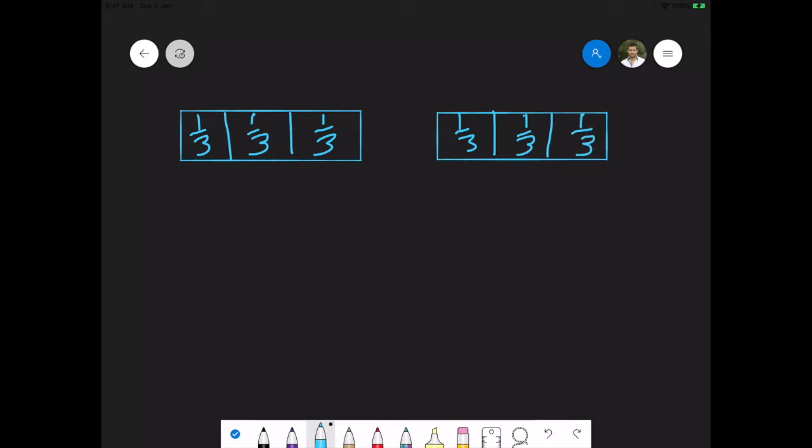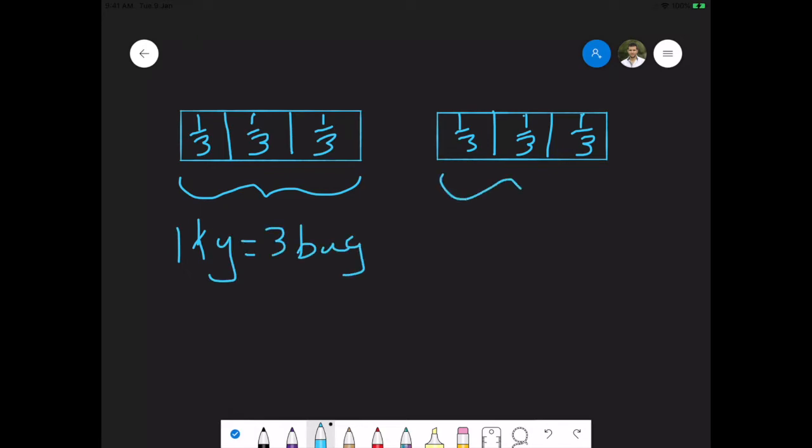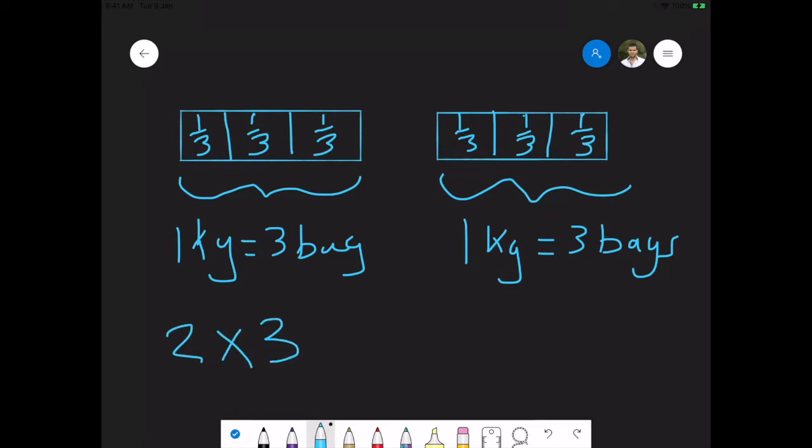Each third translates to a bag. So 1 kilogram will be 3 bags. There it is. Each kilogram is 3 bags because she wants to put a third of a kilogram in each bag. So if 1 kilogram is 3 bags, what is 2 kilograms? We will do 2 times 3, which is 6. Therefore, 2 divided by a third equals 6.